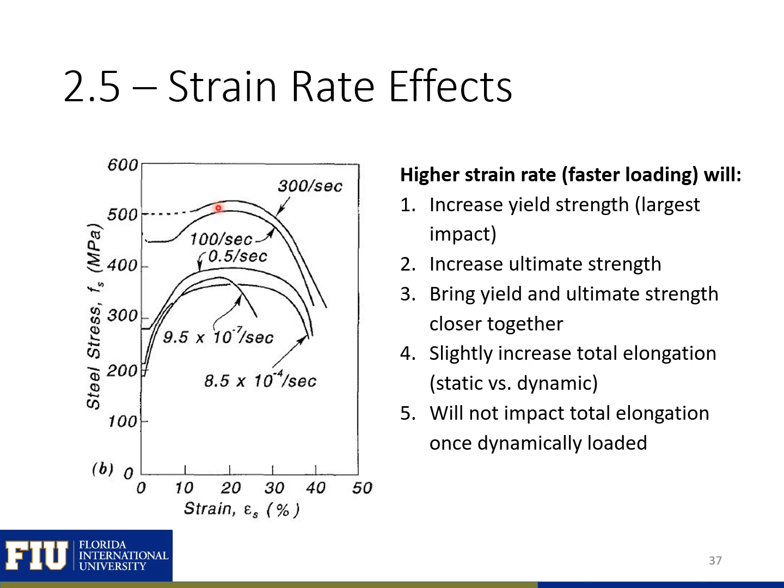We have a slight increase in our total elongation. So you can see this when we're in the static range. So our slowest strain rate has an ultimate strain, as I'm highlighting here. And as we increase even in the static range, we'll have a higher ultimate strain. But in the dynamic range, a higher strain rate does not impact the total elongation. So you can see these ultimate strains are very similar.